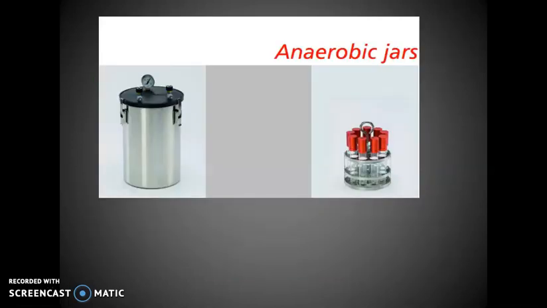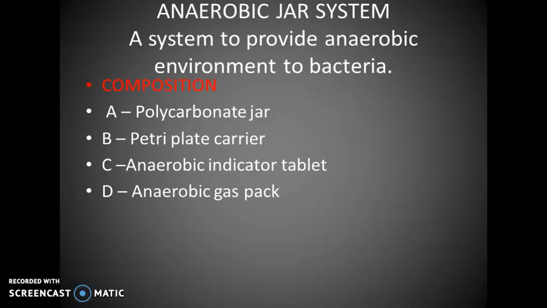Next, about anaerobic jars. This anaerobic jar system is a system to provide an anaerobic environment to bacteria. The different components are the polycarbonate jar, Petri plate carrier, anaerobic indicator plate, and anaerobic gas bag. These are the 4 important components.